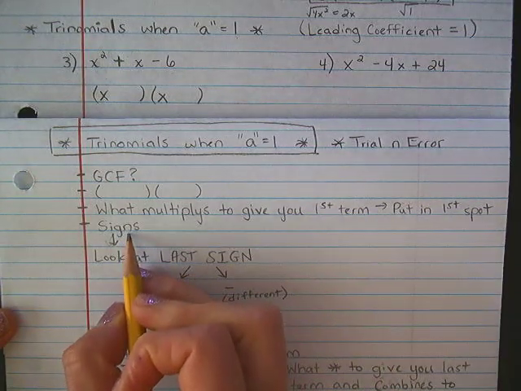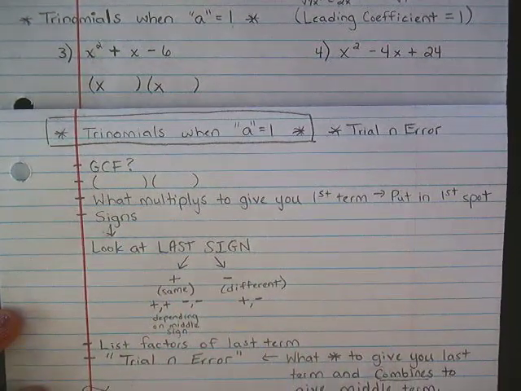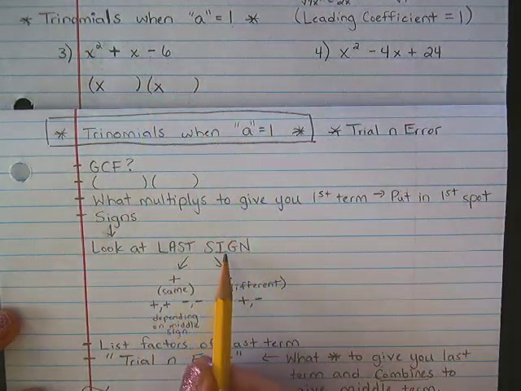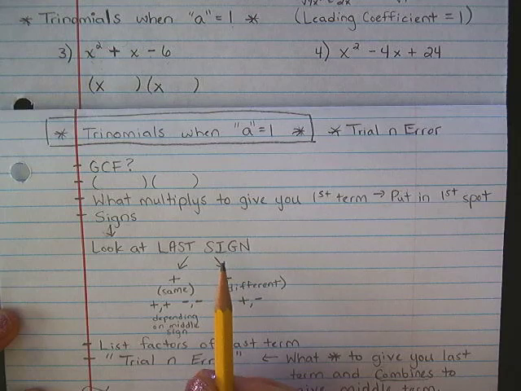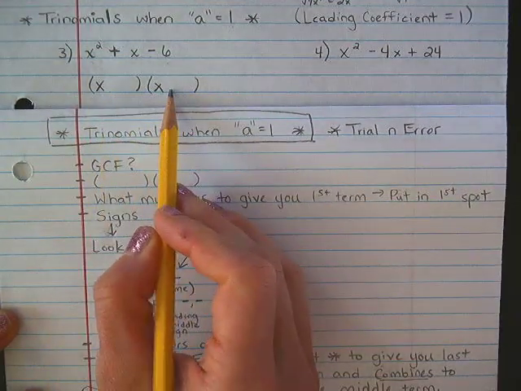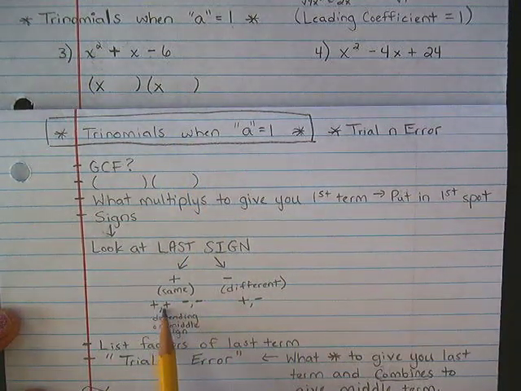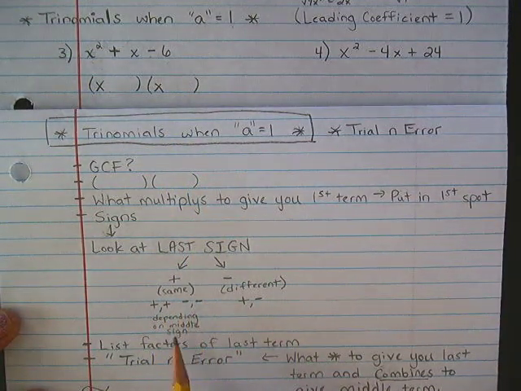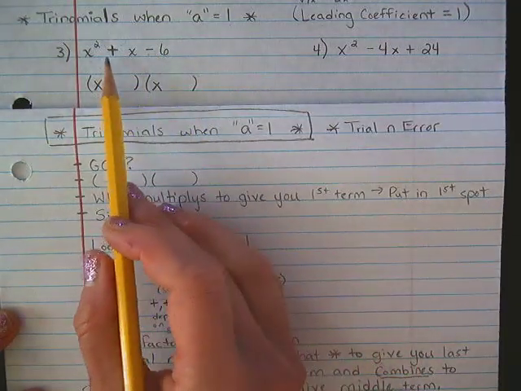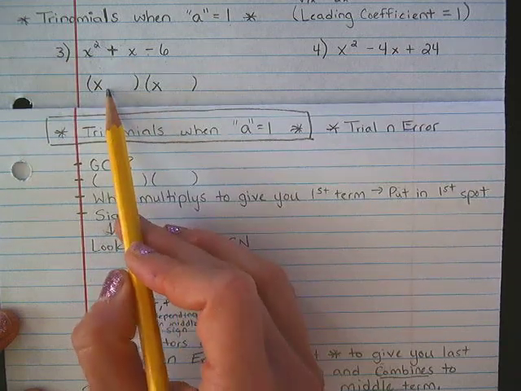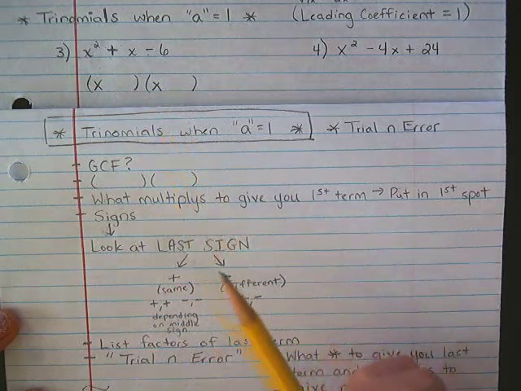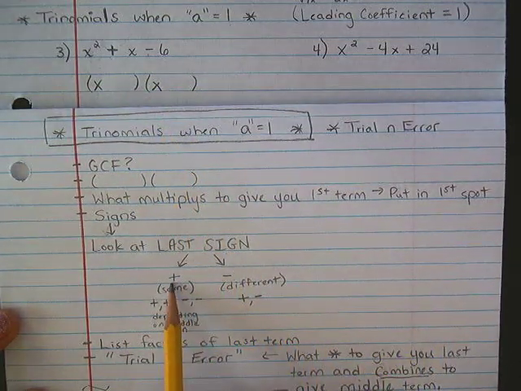Then you're going to figure out what the signs are. So remember, when you're trying to figure out the signs, you start by looking at the last sign in your expression. And so if the last sign is a positive sign, that means that the signs that go inside your parentheses will be the same. They'll either be both positive or both negative, and it's going to actually depend on the middle sign. So like if the middle sign was positive, you'd put both positives, or if the middle sign was a negative, you'd end up putting both negatives. Okay, so now that's if your last sign is positive.